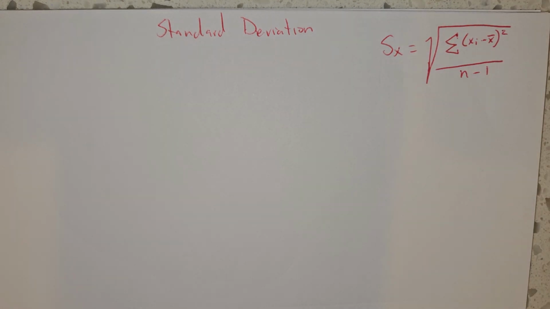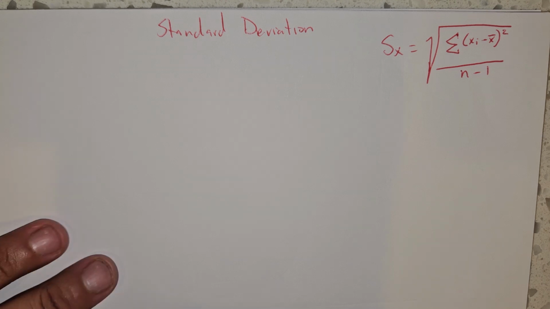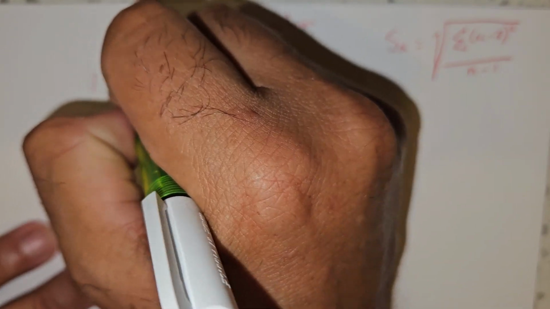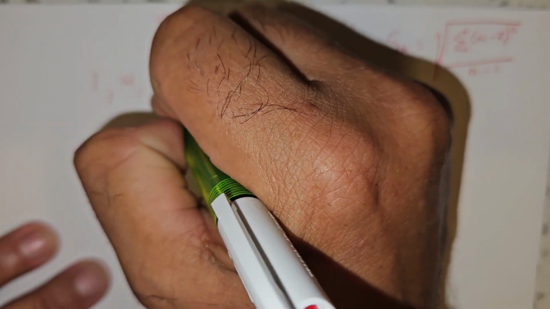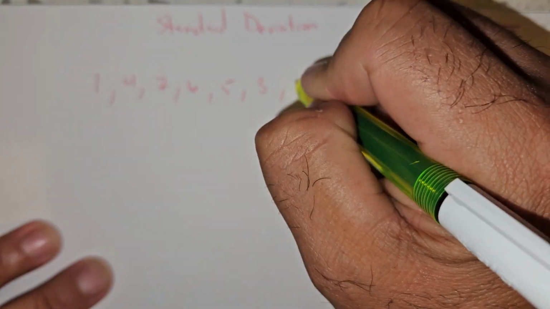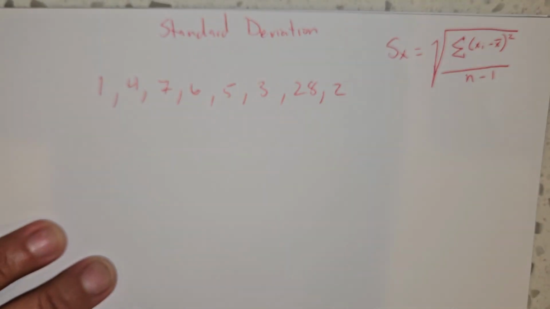So I already Googled 8 random numbers: 1, 2, 3, 4, 5, 6, 7, 8. We had one outlier. I'll let you see if you can figure out which one it is. 6, 5, 3, 28, and 2.